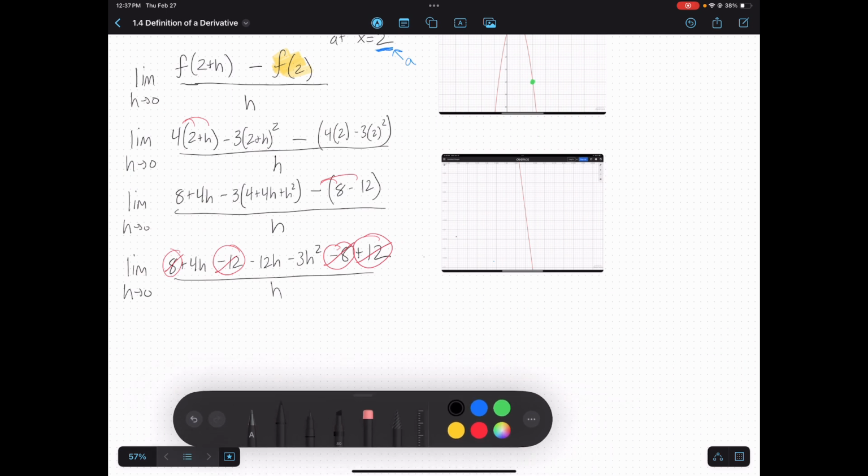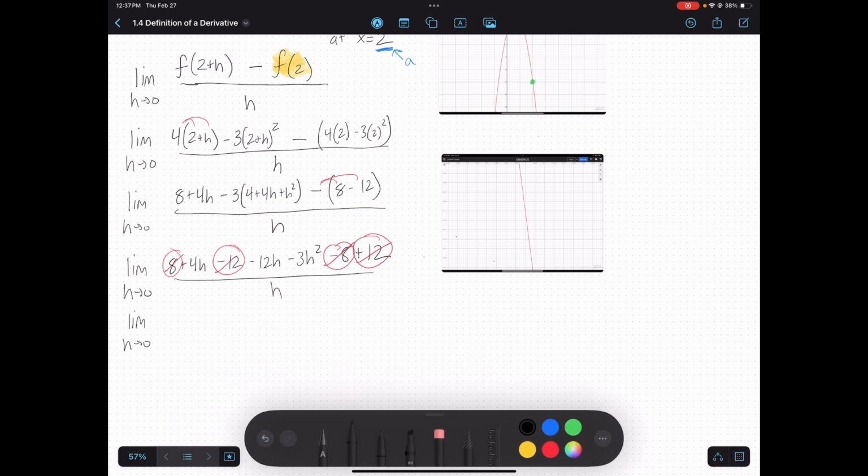What does that leave me with? That leaves me with the limit as h approaches 0 of 4h minus 12h minus 3h squared all over h. I've got some like terms there. So this is equal to the limit as h approaches 0 of negative 8h minus 3h squared over h. But you'll notice that both of the terms in the numerator now include an h. So I can factor out an h. And I'm left with h times negative 8 minus 3h all over h. The h in the numerator cancels with the h in the denominator. And I'm left with the limit as h approaches 0 of just negative 8 minus 3h.